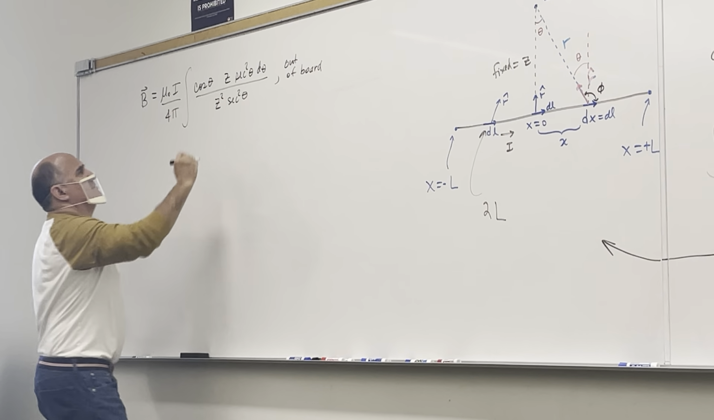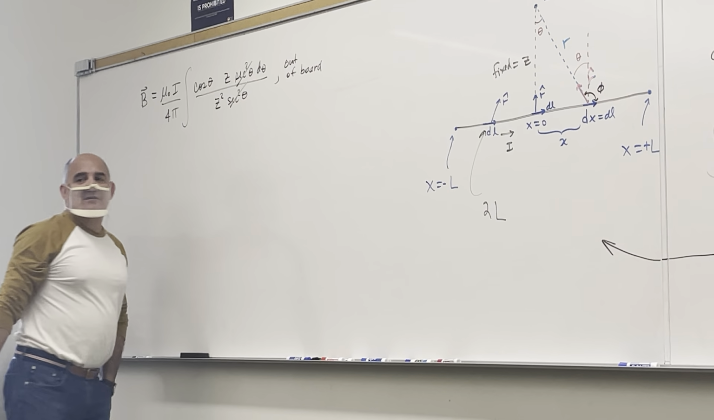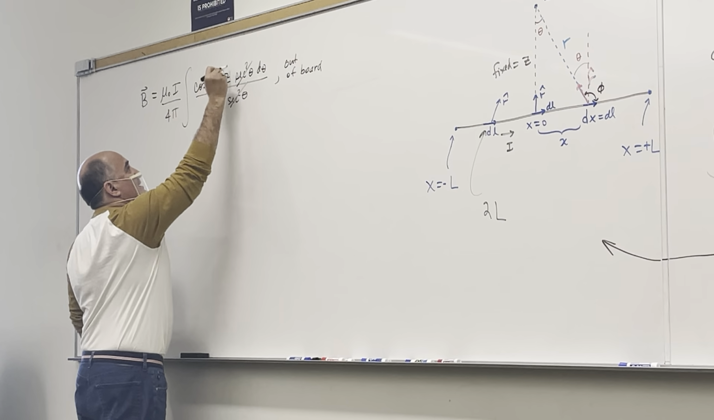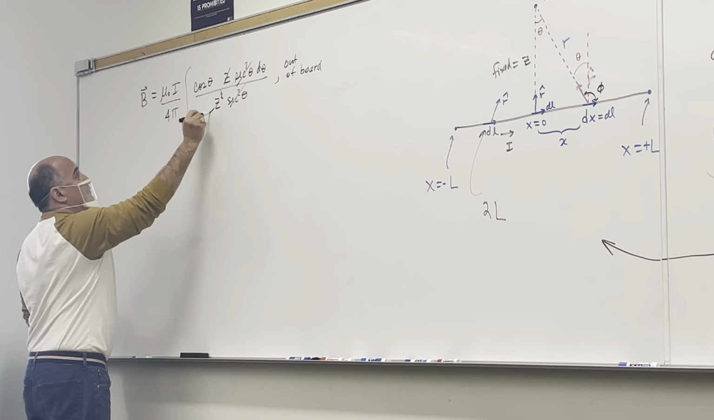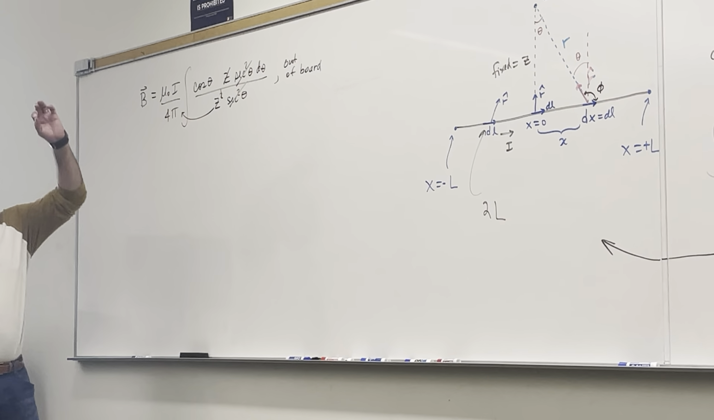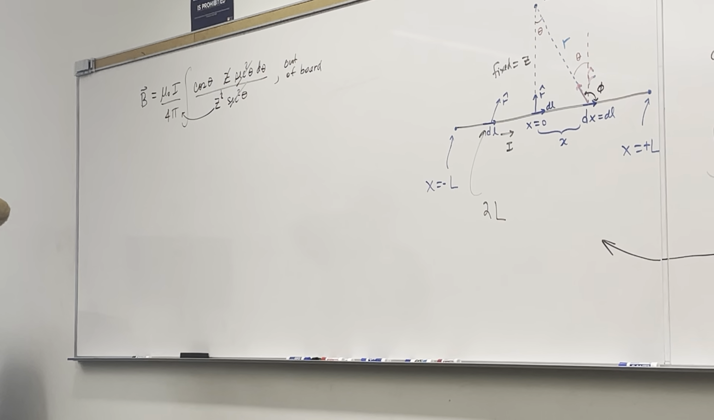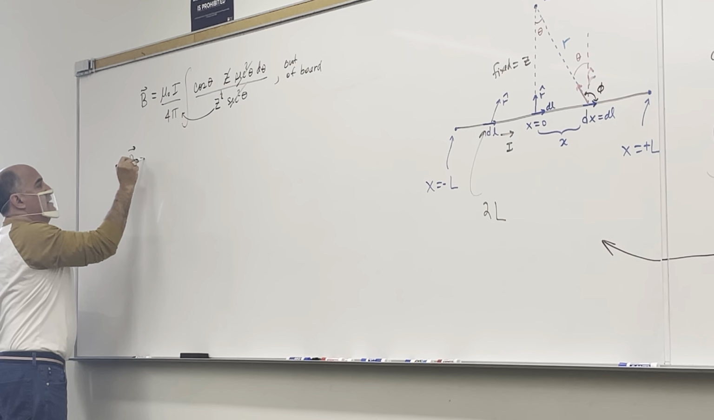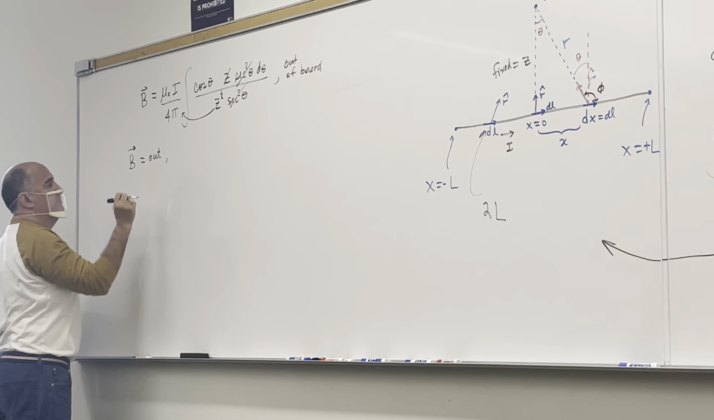So notice that this is kind of nice because the secant squared cancels. And also one of these z's cancels, right? And z is a fixed quantity. We're just looking at a fixed distance above the midpoint. So that's a quantity, so that's fixed. So B equals, I'll just say out of the board.